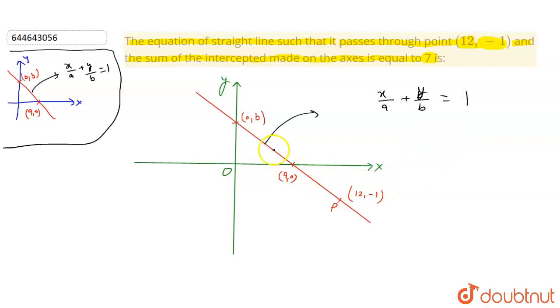Since this line passes through this point, this point will satisfy this equation. So let's substitute. x will be 12 upon a plus y will be -1 upon b will be equal to 1, or you can say 12 by a minus 1 by b is equal to 1.